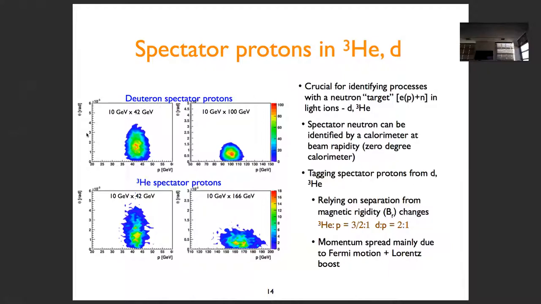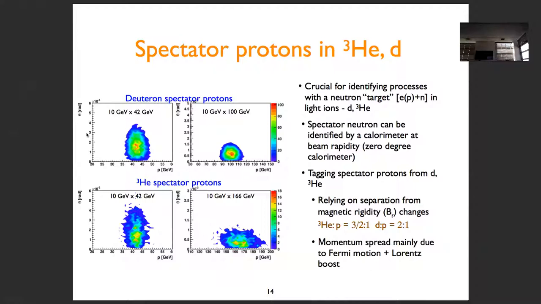So next, we also want to measure the spectator protons from helium-3 and the deuterons. This is what I mentioned, that this is crucial for identifying processes with the neutron as the target. If you measure two protons, then you know it's from helium-3, and you have interaction with the neutron. In principle, it's impossible to accelerate neutrons, but using this, you can have a kind of neutron target or beam. So this is the distribution of momentum and the angle coming out.